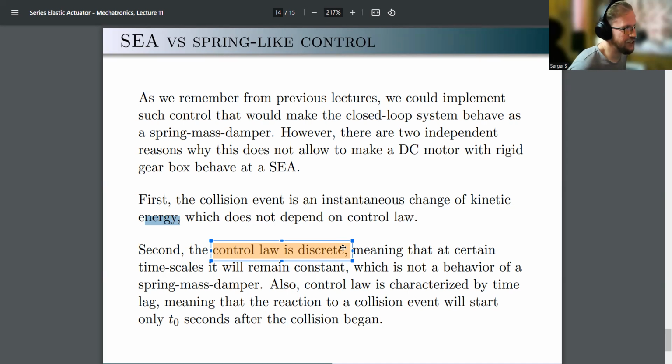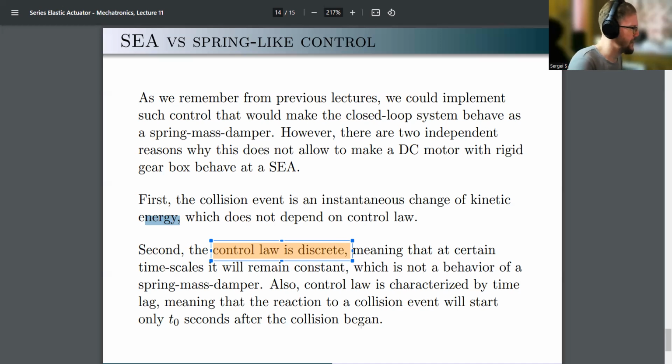So it's just not a spring, right? And this is just a problem of different time scales. If your discrete system does not operate on the same time scale as your collision, then instead of a spring mass damper, you have a rigid body colliding with a wall, right?